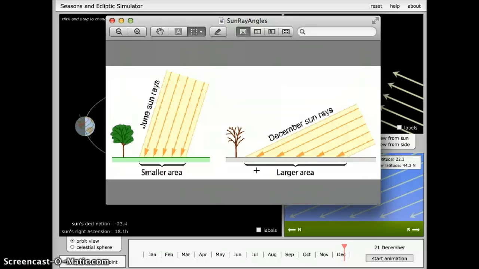If you were to hold a flashlight directly overhead of a surface, it's going to concentrate that light and energy into a smaller area, just like we see here. Now, if you were to tilt that flashlight, it's going to spread the light over a larger area, just like in this image right here, but it's the same amount of energy. So the flashlight energy isn't getting any stronger, it's just spreading that light over a larger area, and that's what's happening during our winter time.